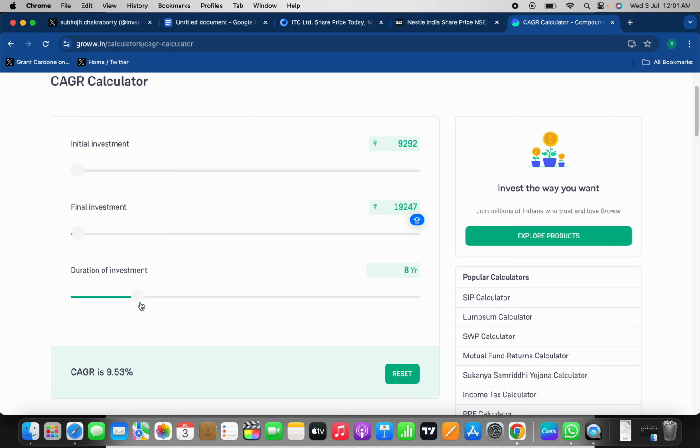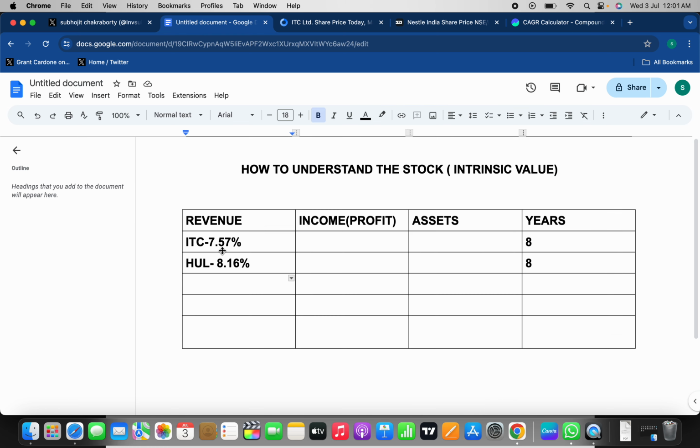What is the CAGR for Nestle? Nestle is something 9.53%. Write down Nestle is 9.53%. We will take 5 stocks as an example, which is an 8-year replication, right? We are looking at an example of 8 years.